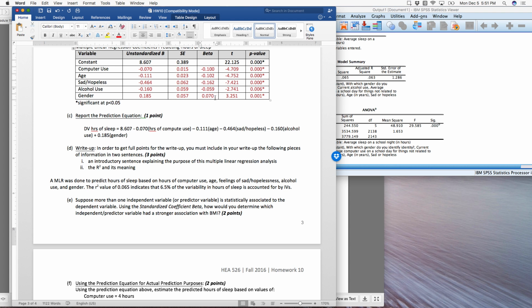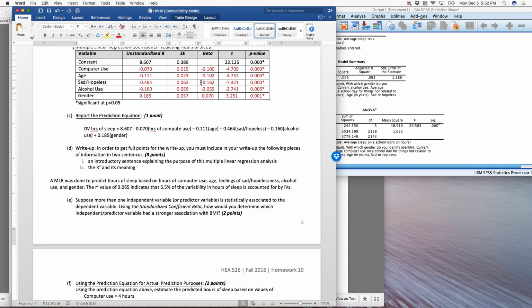0.05. Nope. So okay, if none of them were negative, if they were all positive, which is the biggest number? 0.071. 162. So since this is the biggest value, it's the closest to 1. In this case, it doesn't matter if it's negative or positive. That would be the one that contributes the most to predicting how many hours of sleep there are in these adolescents.